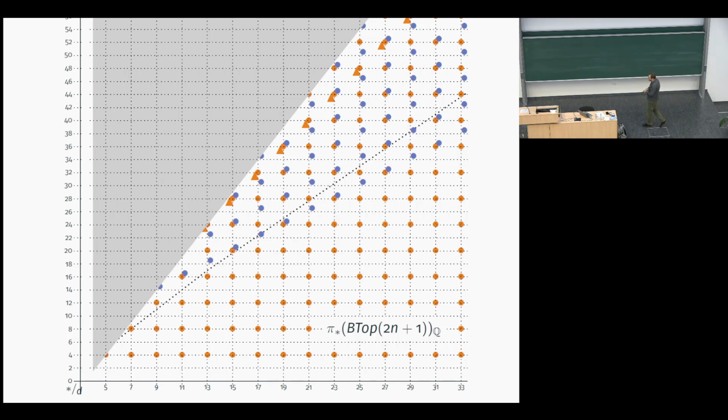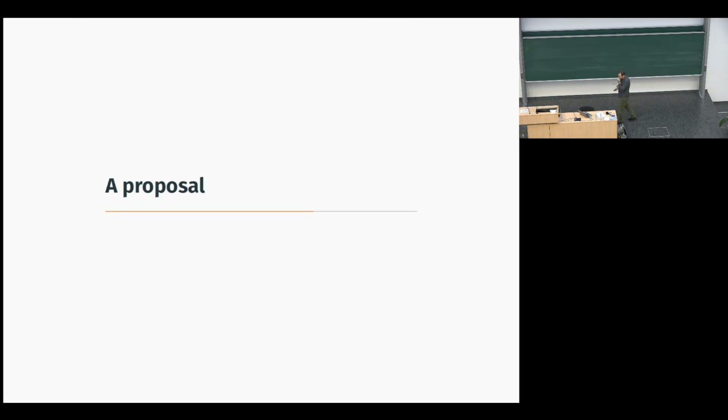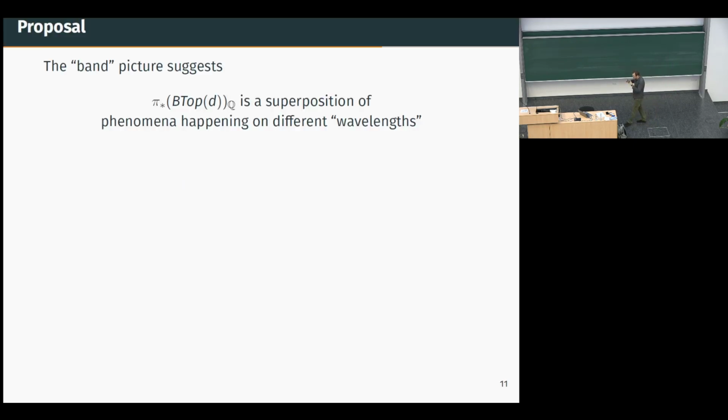And so what I want to explain is a proposal that would explain this kind of phenomenon. Why should the homotopy groups look like they're some kind of superposition of different phenomena happening on different frequencies or scales or something like that? So this band picture, I want to emphasize, suggests that what's going on is some kind of superposition of many different phenomena corresponding to the different bands.